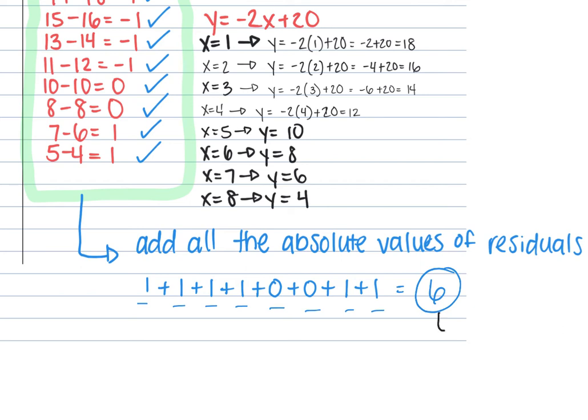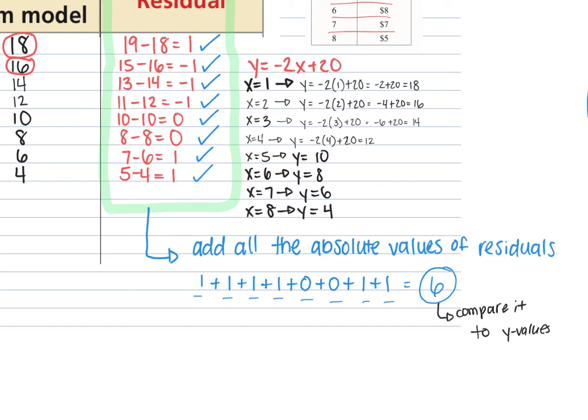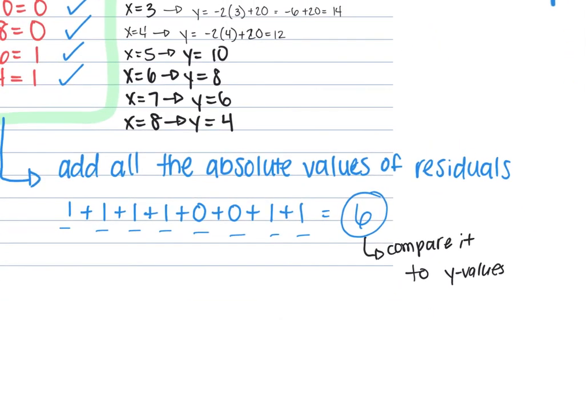We have to take this 6 and compare it to the y values. Now, our y values went all the way from 18 down to 4. Is 6 small compared to those y values? Yes. And if it is small, then it's a good model. So we would say that this is a small residual. Therefore, this is a good model.